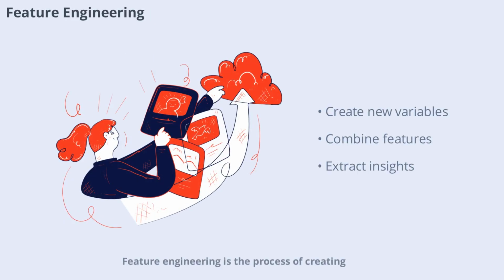Feature engineering is the process of creating new variables from existing data to improve analysis. This might involve combining features, extracting information, or transforming variables. Well-crafted features can reveal new insights and boost the performance of your models. EDA helps you identify opportunities for feature engineering by highlighting patterns and relationships in your data.